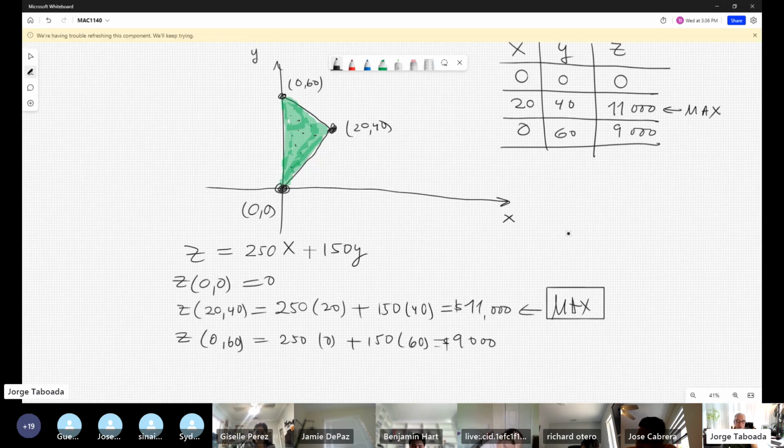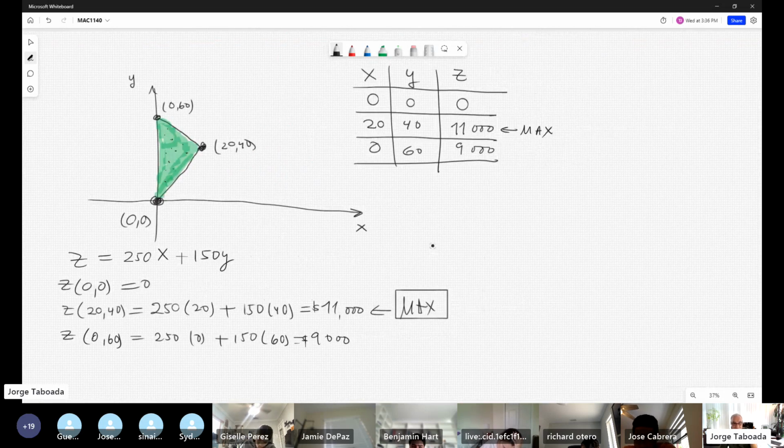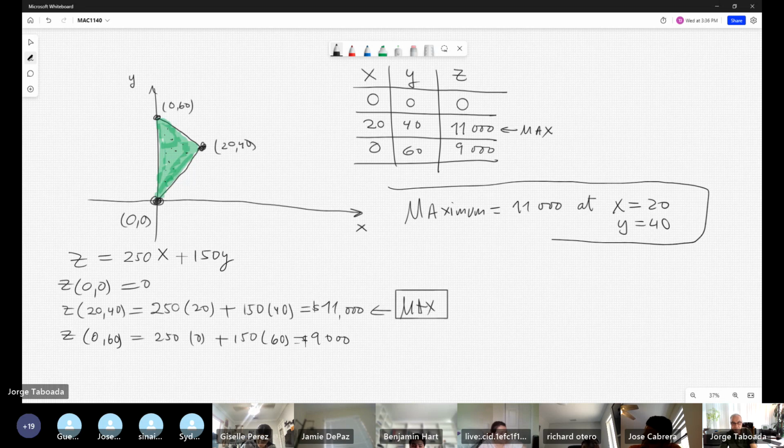What is my final answer in this linear programming problem? Well, the final answer is the maximum is equal to 11,000 at, let me use English, at x equal 20 and y equal 40. End the story. This is my final answer. Okay?